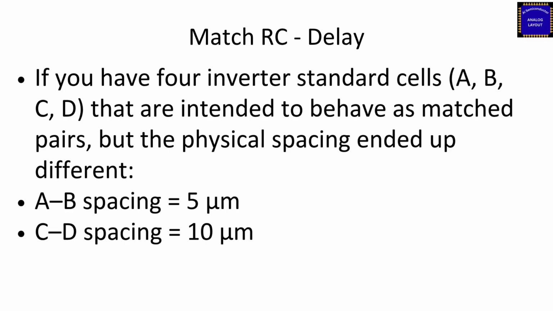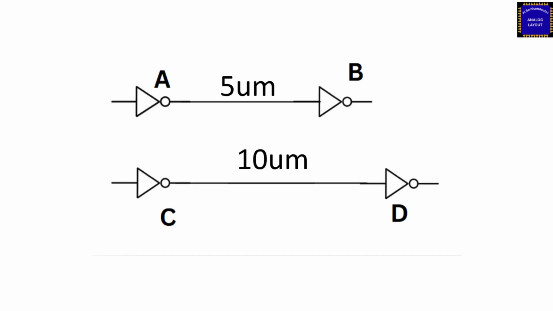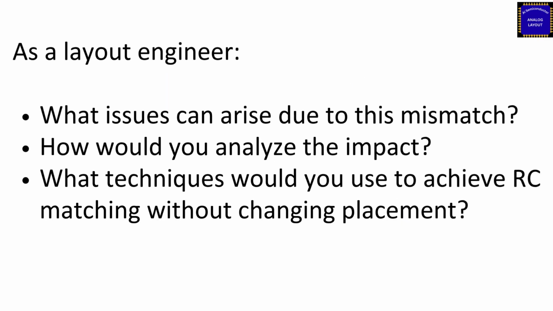If you have four inverter standard cells, A, B, C, D, that are intended to behave as matched pairs, but the physical spacing ended up different. As a layout engineer, what issues can arise due to this mismatch? How would you analyze the impact? What techniques would you use to achieve RC matching without changing placement?